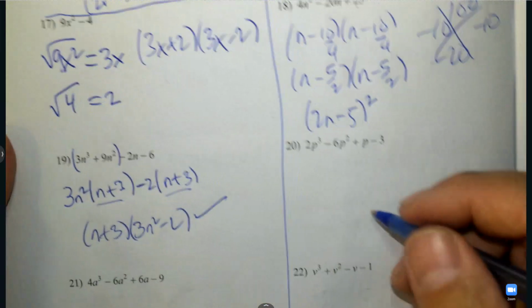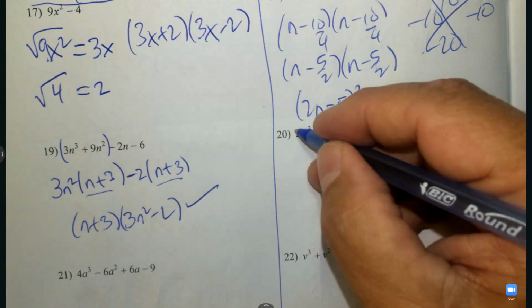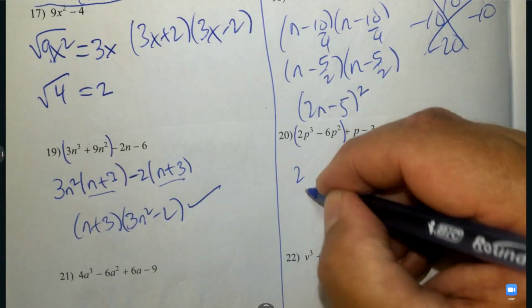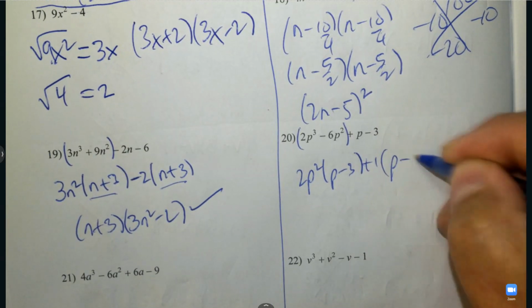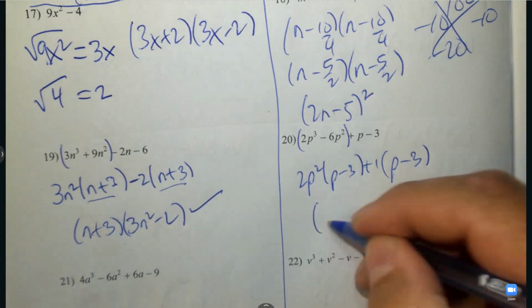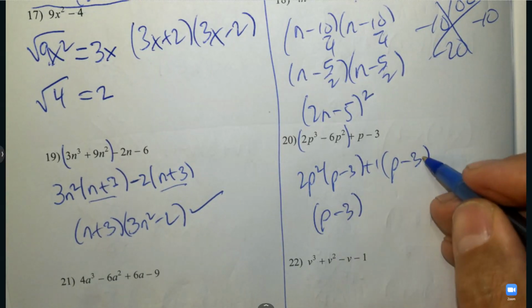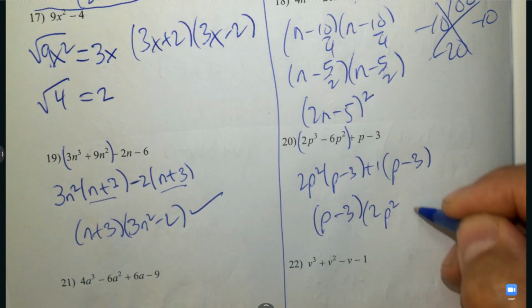All right, let's try that again. So we have this, and we're going to factor out a 2 and a p squared, divide. We're going to factor out a 1 and divide. And then I'm left with that factor that matches, and then 2p squared plus 1.